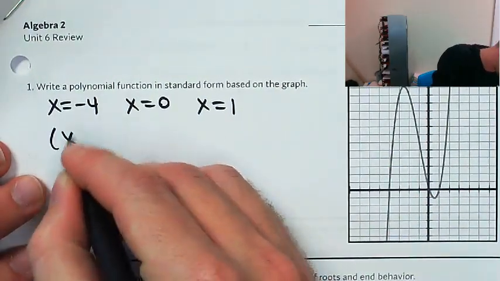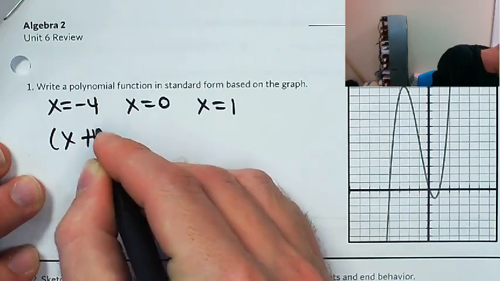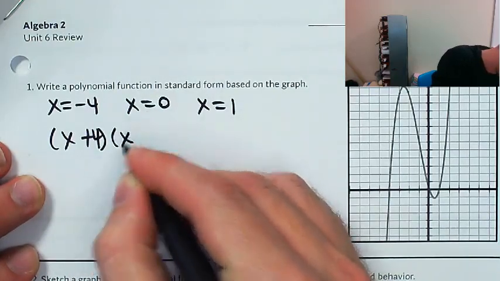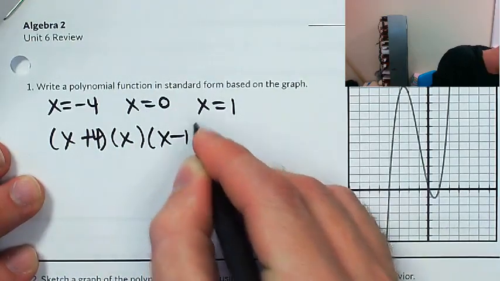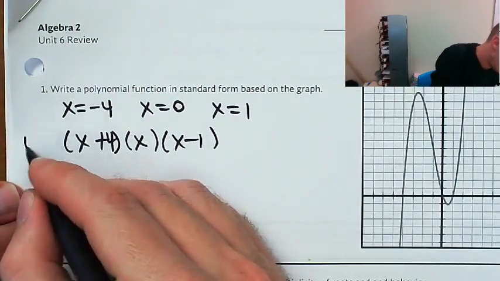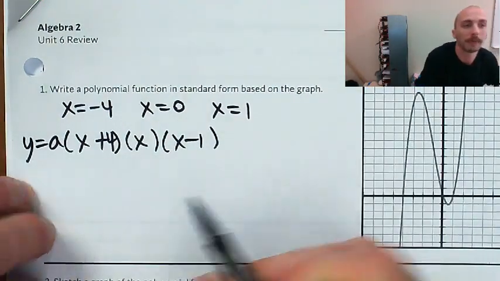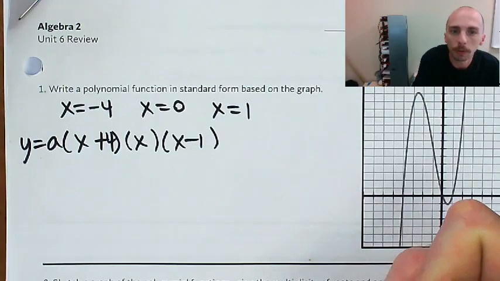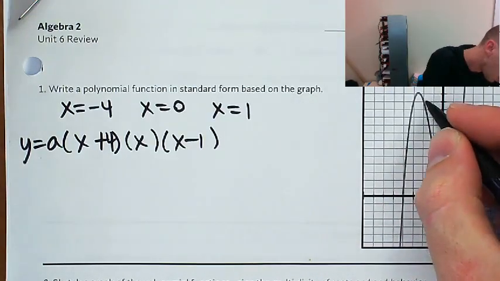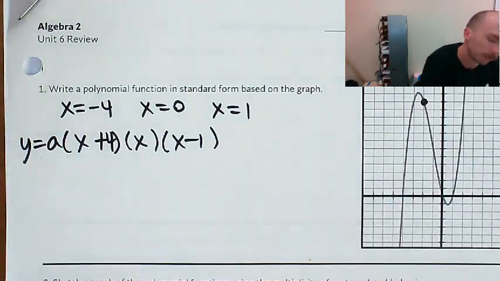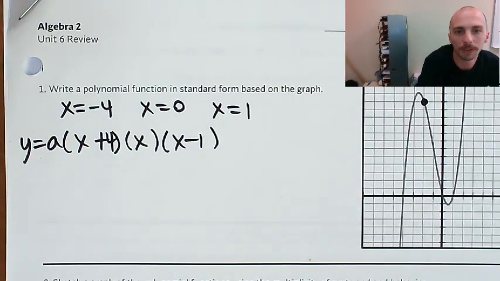So I'm going to have x minus negative 4, whoops, x plus 4, times x minus 0, times x minus 1. And it's going to be y equals some number times that. And I'm going to have to find some other point that it goes through. I'm going to use this one. I'm not certain it went through that point exactly, but I don't really see anything else that's looking more inspiring than that one. I don't see any other grid spots. Okay, I think I'm going to go with it.